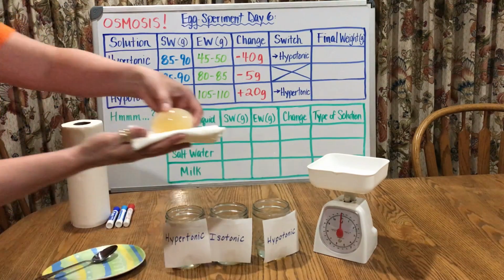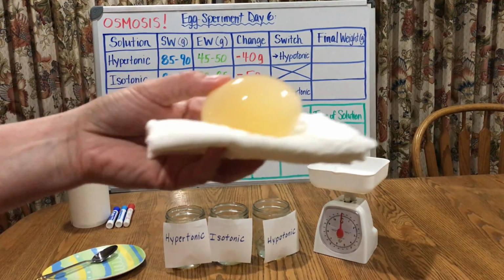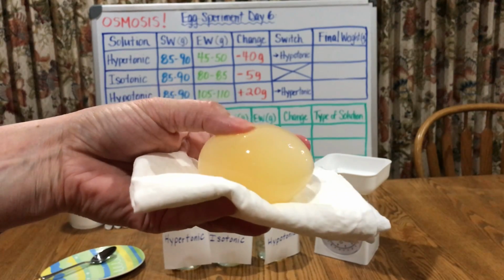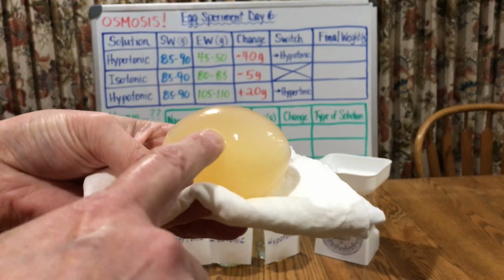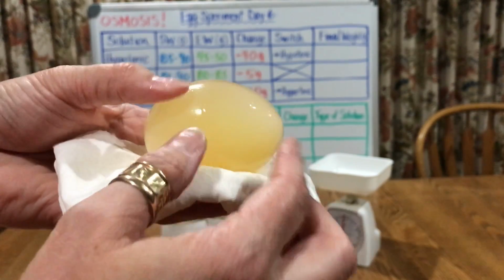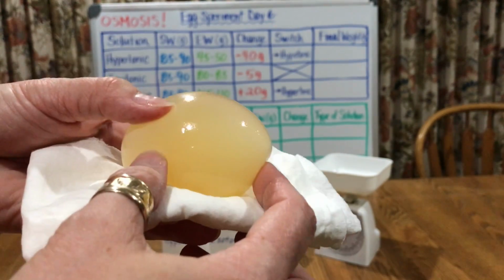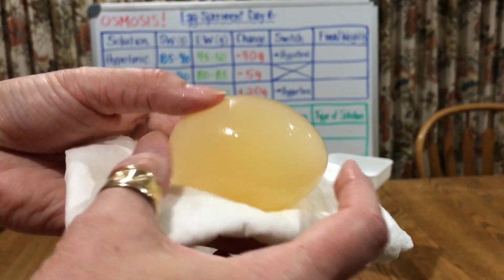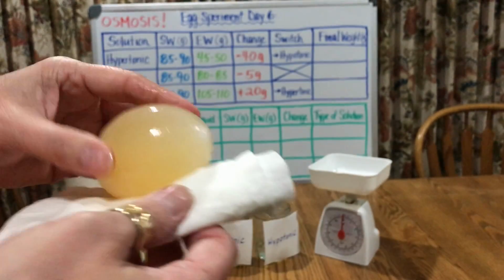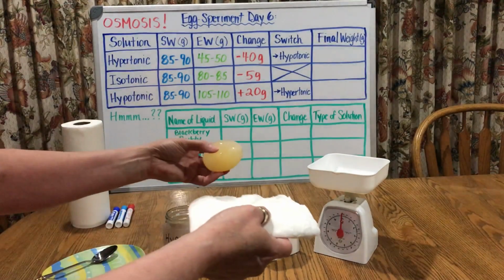Okay, look at that guy. Do you remember what that egg looked like in day 5, just yesterday? It was the one that was all shriveled up. Now it's really kind of tight, just like the hypotonic one was in the original process. It's amazing. This is the one that was all shriveled up yesterday.